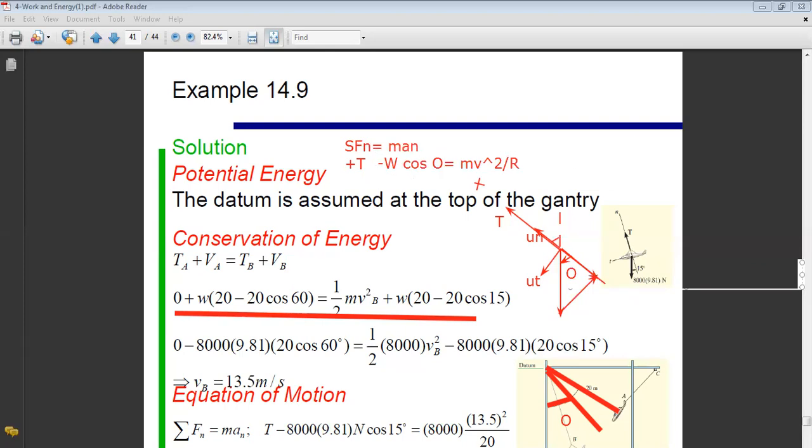So T is equal to W cosine theta plus mv squared over r. And as you can see here, first, from the principle of work and energy, or from conservation of energy, we can demonstrate that the more we go down, the more the velocity increases. Why? Because when we go down, what will happen?